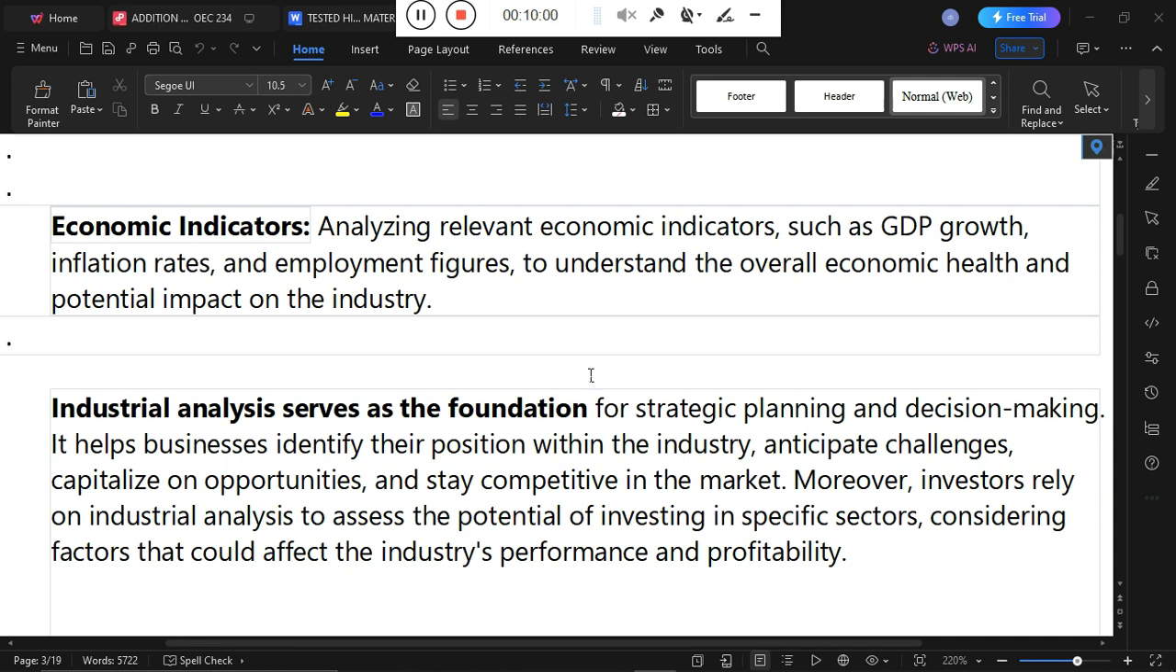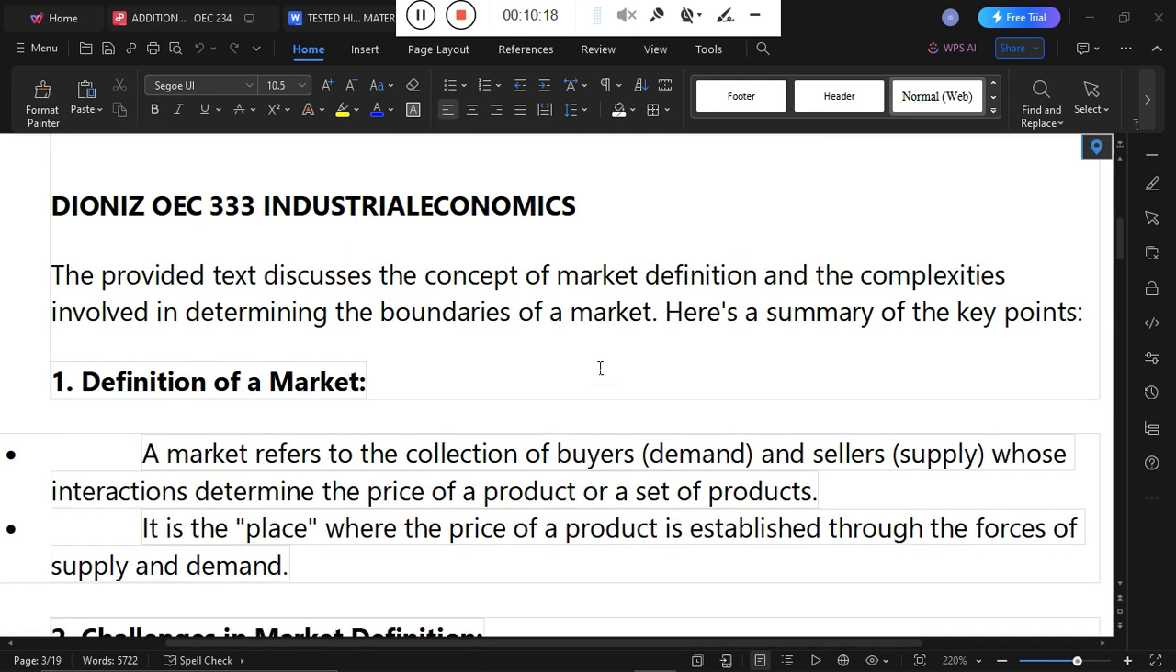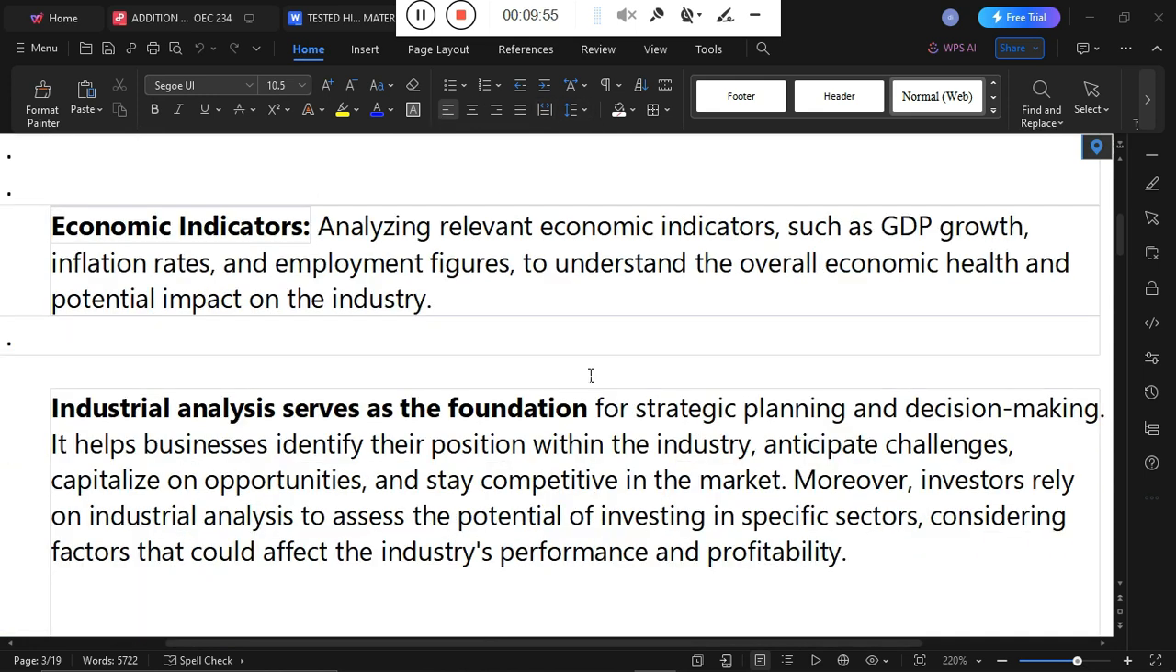Something to note is that industrial analysis serves as a foundation for strategic planning and decision making, but it also helps businesses to identify their positions within the industries, anticipate challenges, capitalize on opportunities, and stay competitive in the market. Moreover, investors rely on industrial analysis to assess the potential for investing in specific sectors, considering factors that could affect industry performance and profitability.